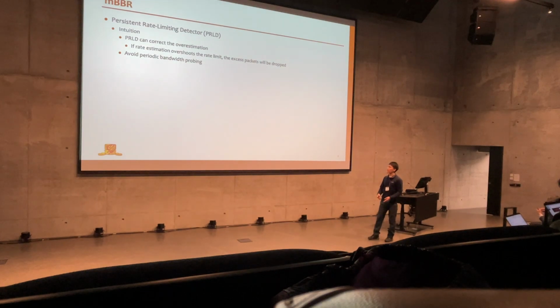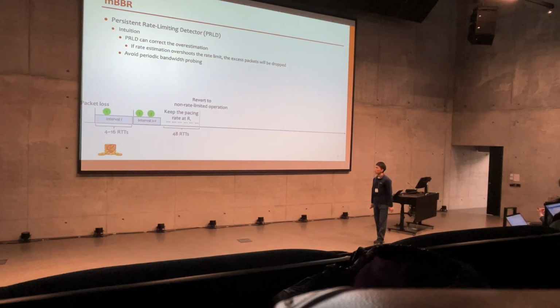So PRD can correct the overestimation. If the estimation overshoots the rate limit, the excess packets will be dropped. So PRD will perform a second rate limit estimation to correct the overestimation, and it can also avoid the periodical bounce problem. So the algorithm runs like this.